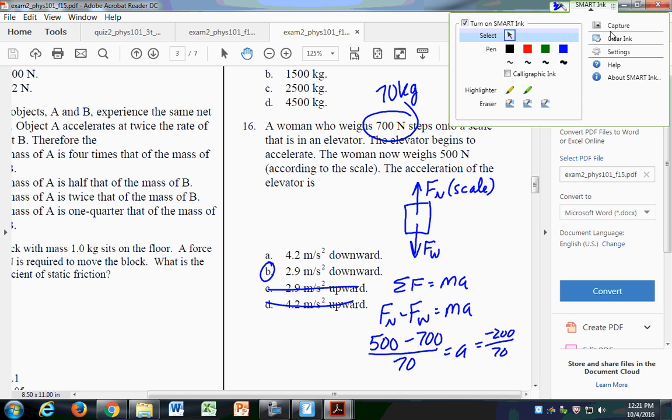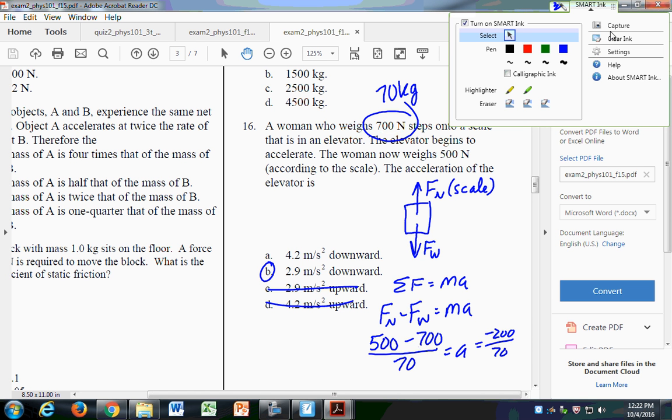So how did you know that 700 was the weight and 500 was the force? Okay, so this is her actual weight. A woman weighs 700 newtons. But when she gets on the elevator and it starts moving up or down, she has what we call an apparent weight. She appears to weigh less. So she's standing on the scale, and as she's going down, that scale reads something less.